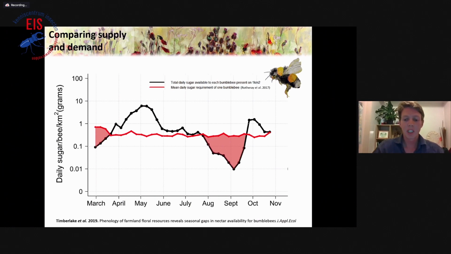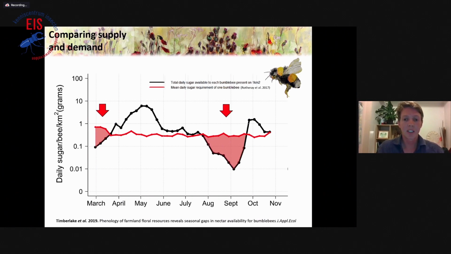2017. And this immediately shows us this mismatch between supply and demand, and these quite stark gaps in the very early spring and the late summer. So this gap in the early season is a period when queens are emerging from hibernation and have very high energy demands. They need to forage and establish colonies. But we know that farmland nectar resources are extremely low at this time.